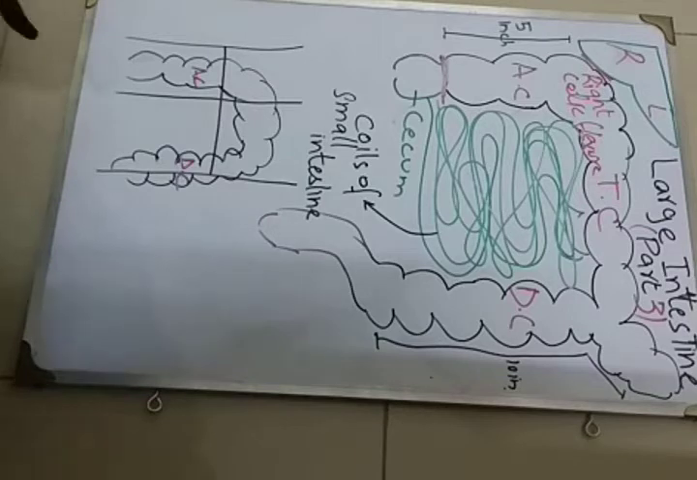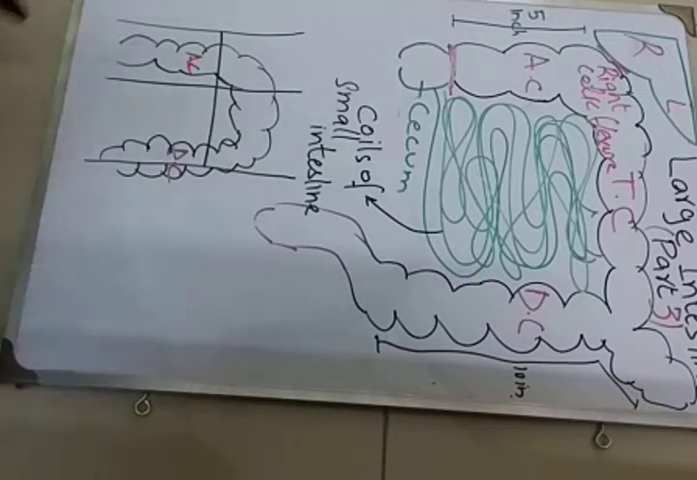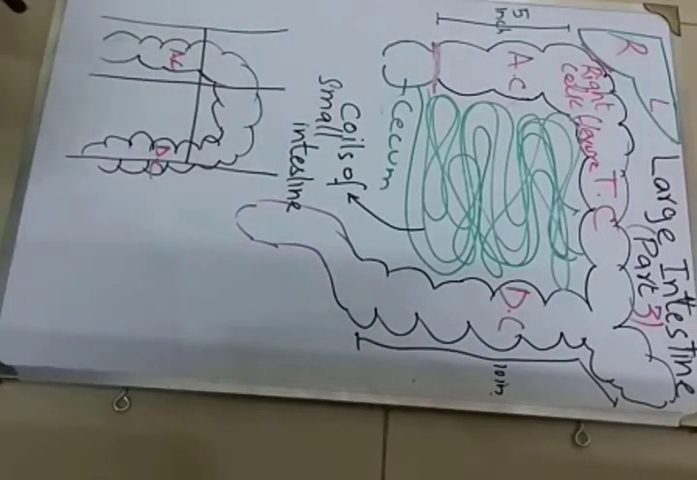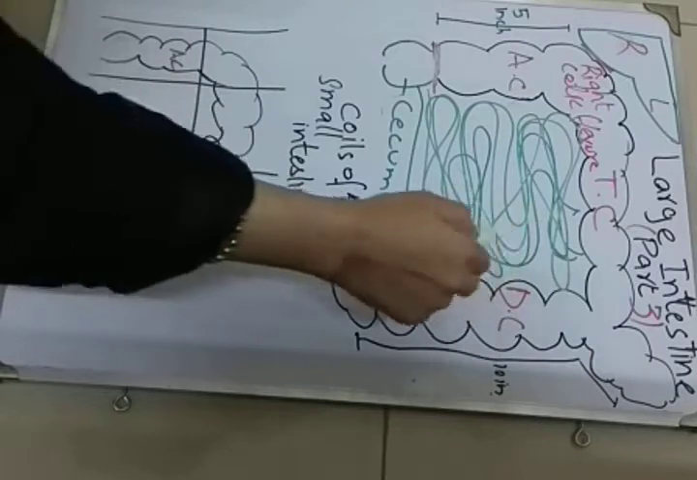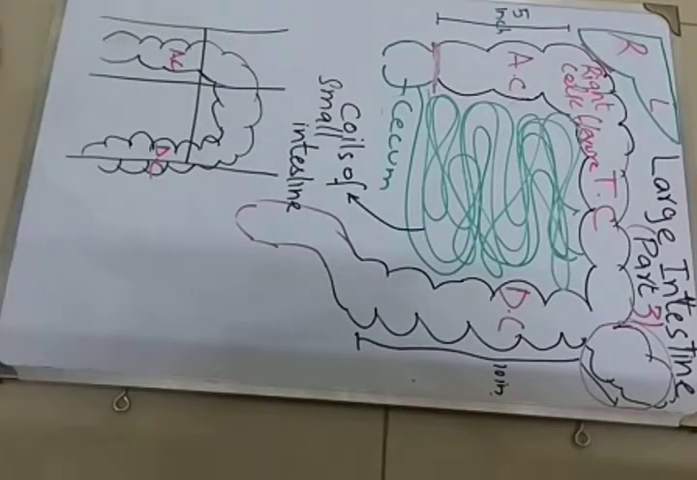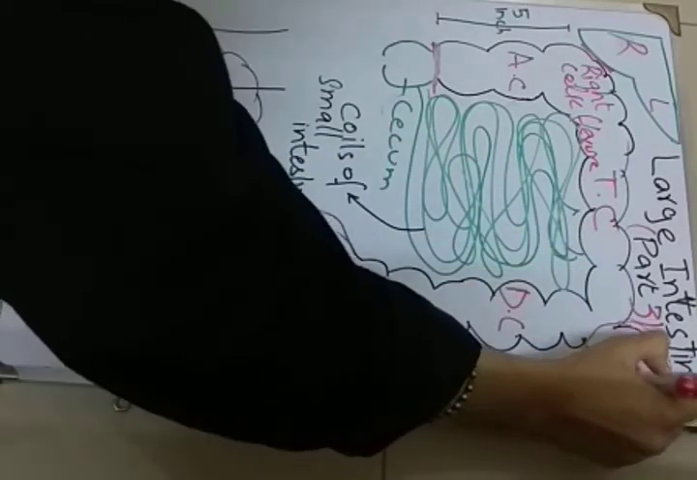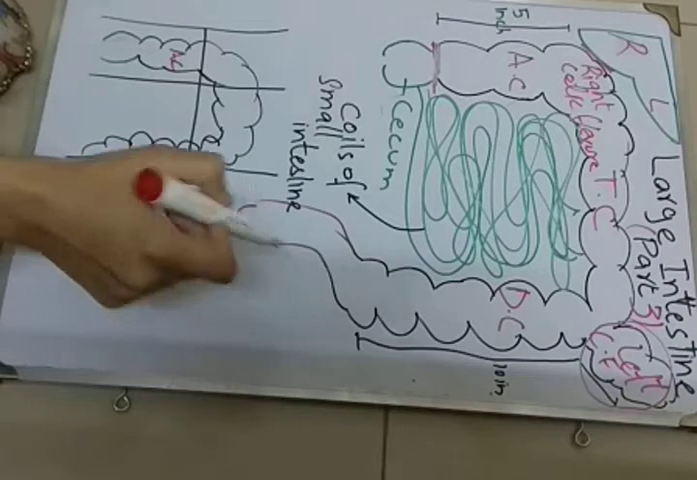Okay, so now about the descending colon. The descending colon extends from the splenic flexure. This is also a turning of the large intestine. So this is known as the splenic flexure due to the presence of the spleen above it. It is also known as the left colic flexure.